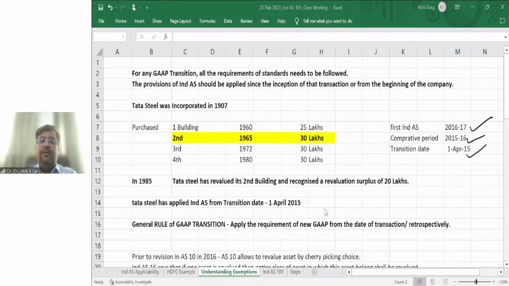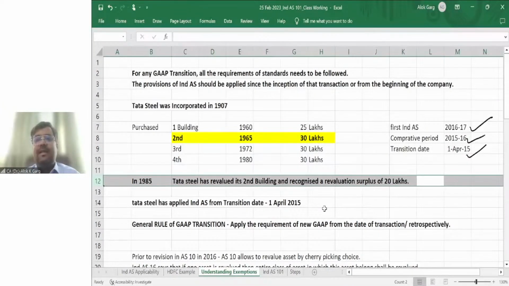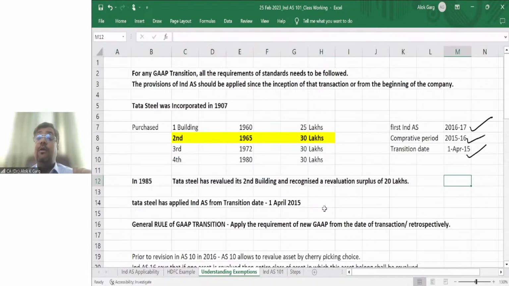No? Very good. I am just telling you a story, right? That is what Tata Steel has done till 1985. That's all, right? And I've told you that they have started applying Ind AS from 16-17, restated financial 15-16, applying Ind AS for the first time on the transition date, which is 1st April 15, right? So they have Ind AS numbers from 1st April 15.